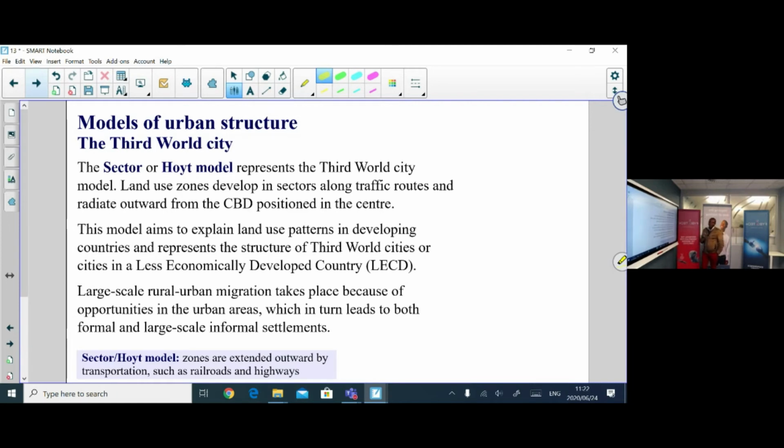Why in the third world? When you talk about third world, you know that we're talking about the poor countries, the less industrialized countries. Why do the zones form in sectors along traffic routes? Why is that so?